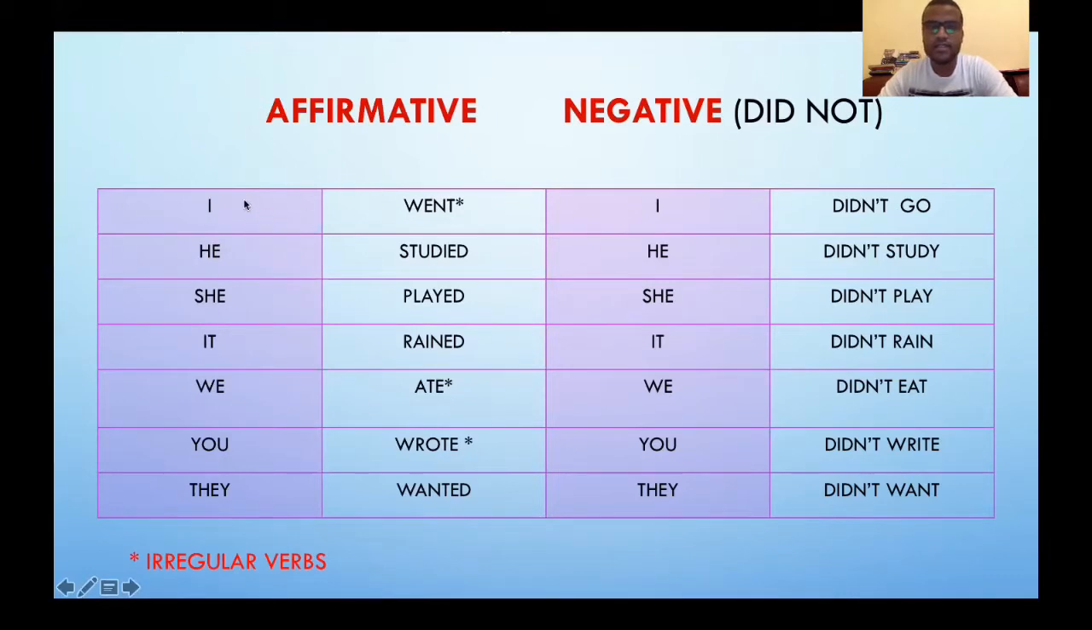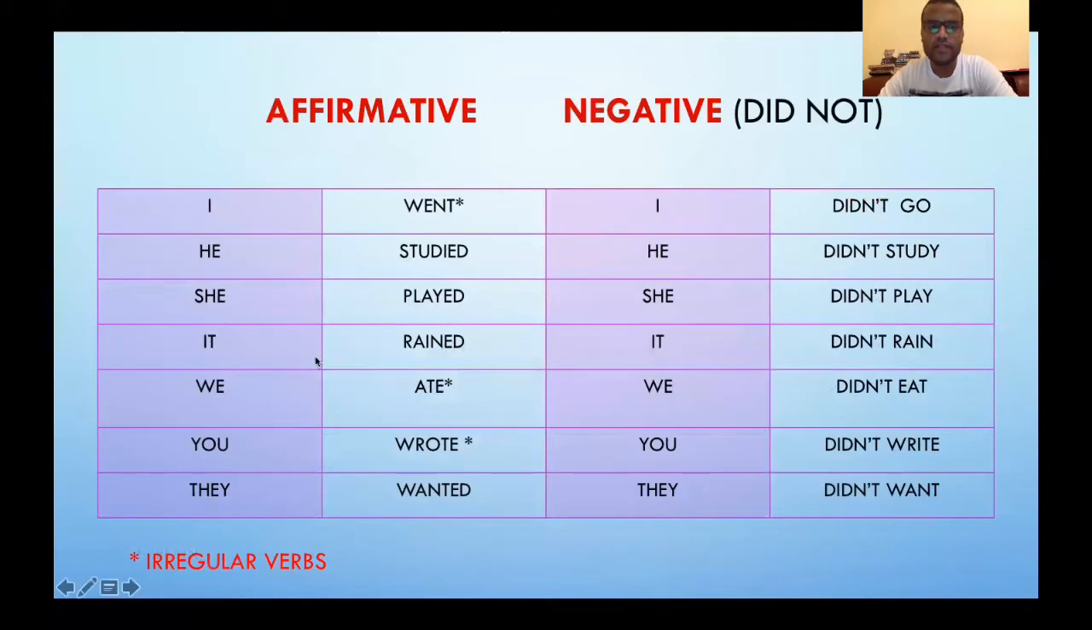He studied. In negative form, we can say he didn't study. Here we put didn't in negative form and we keep the verb in infinitive. I didn't go. He didn't study. Then we have she played. She didn't play. So in affirmative form, we can say she played, but in negative, you can say she didn't play.